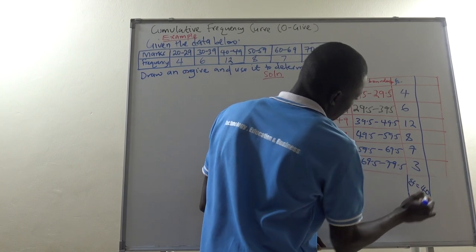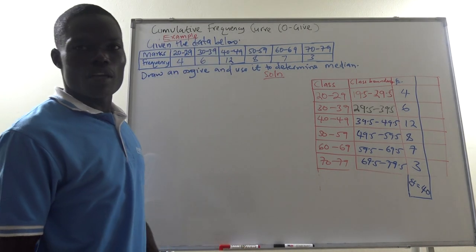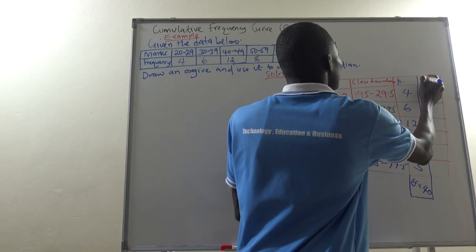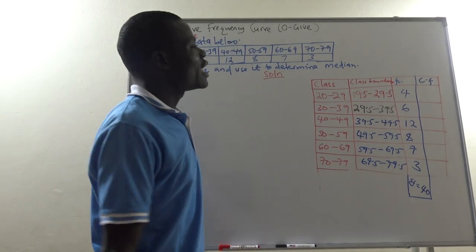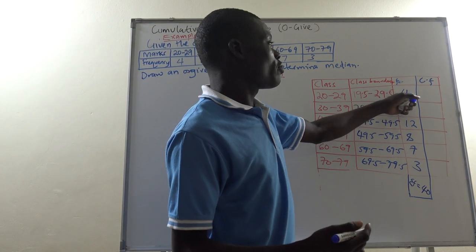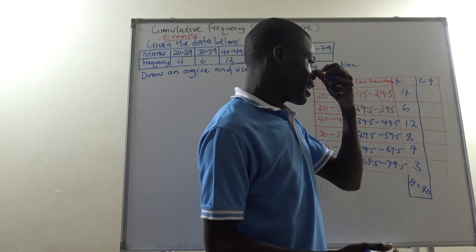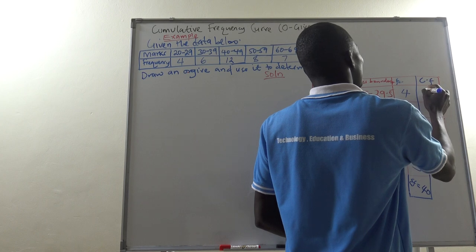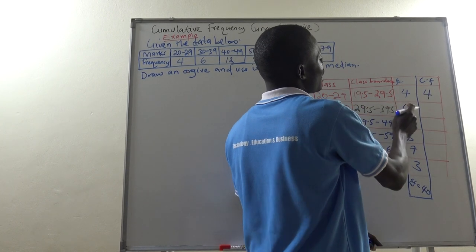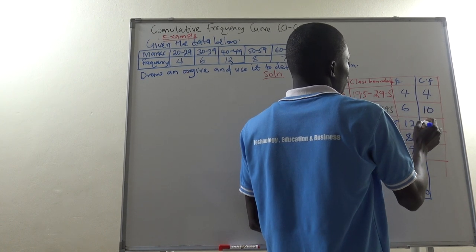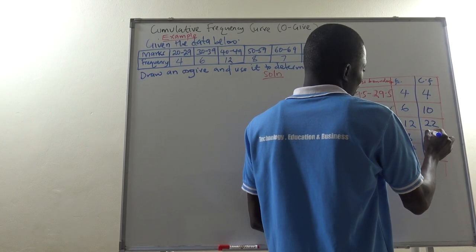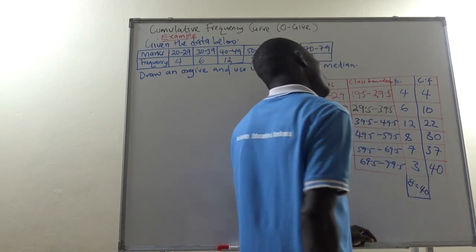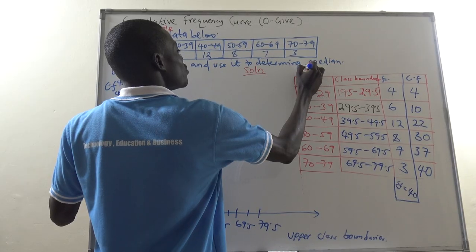And we get 40. Then since you want to draw an ogive, it must be plotted as cumulative frequency against class boundary. So what we are missing, we are going to call the cumulative frequency column. Remember, the first cumulative frequency must always be equal to the first frequency, and the last cumulative frequency must always be equal to the summation of F. So we put our first cumulative frequency as 4, 4 plus 6 we get 10, 10 plus 12 we get 22, 22 plus 8 we get 30, 30 plus 7 we get 37, 37 plus 3 we get 40.